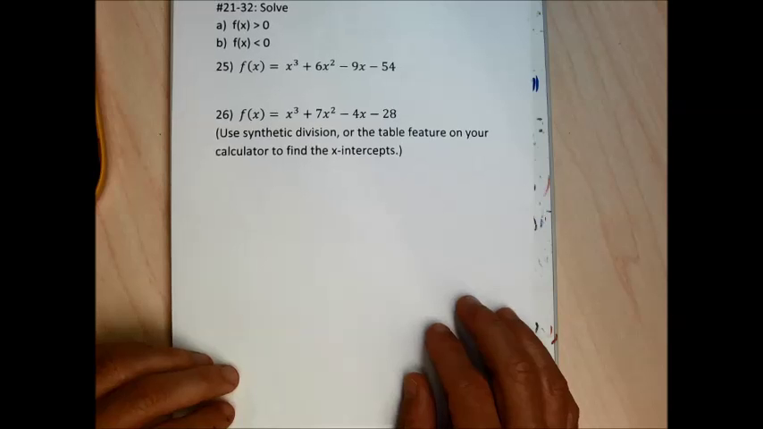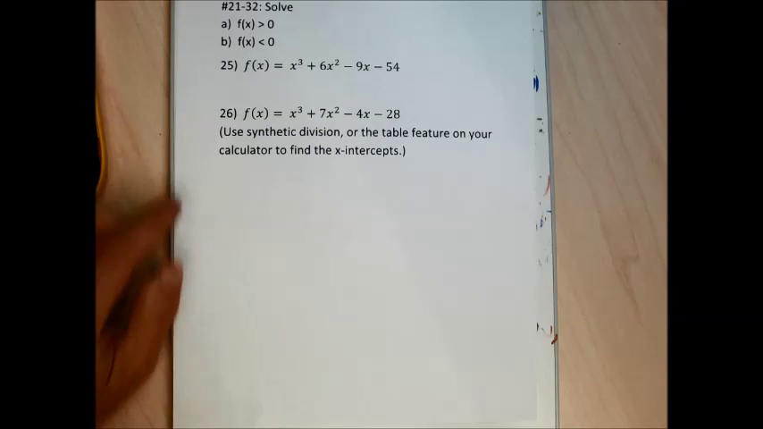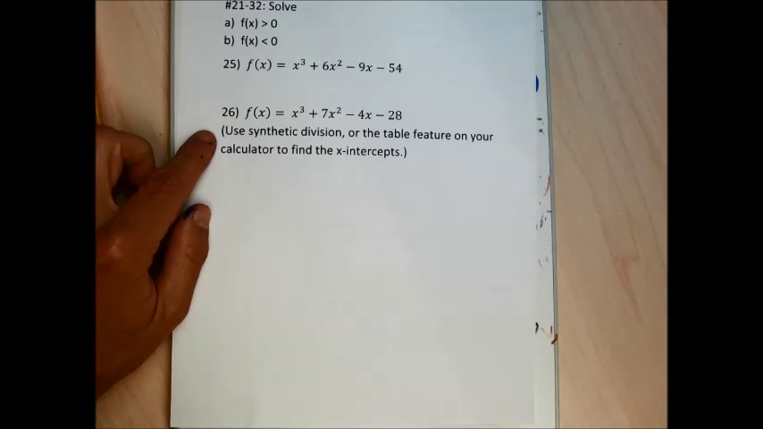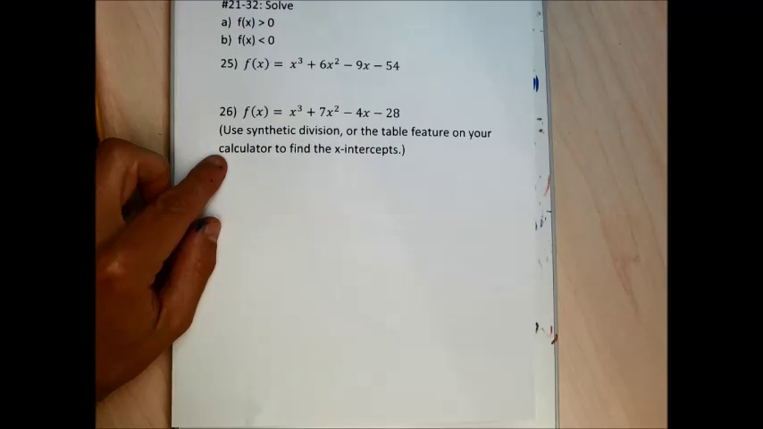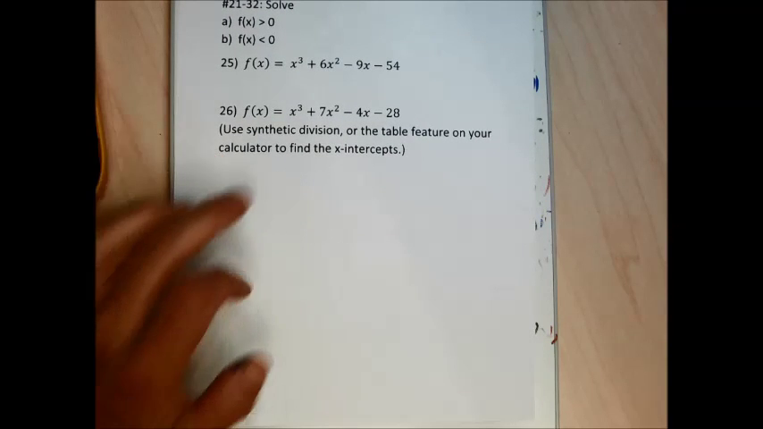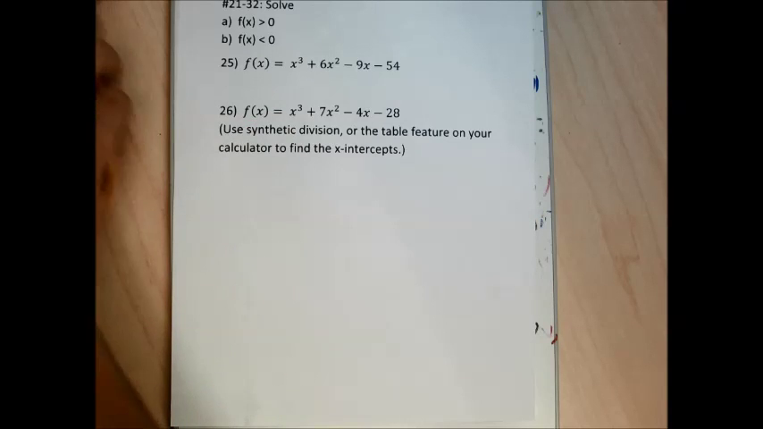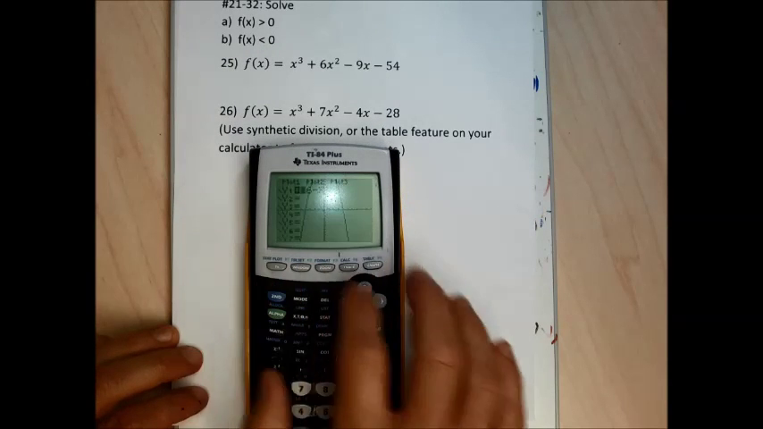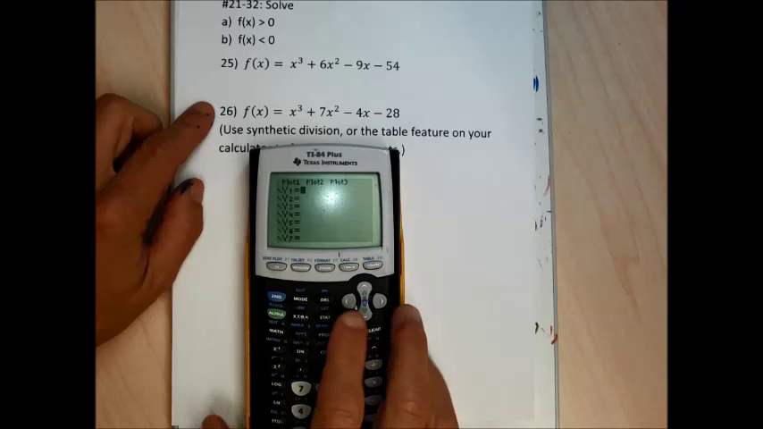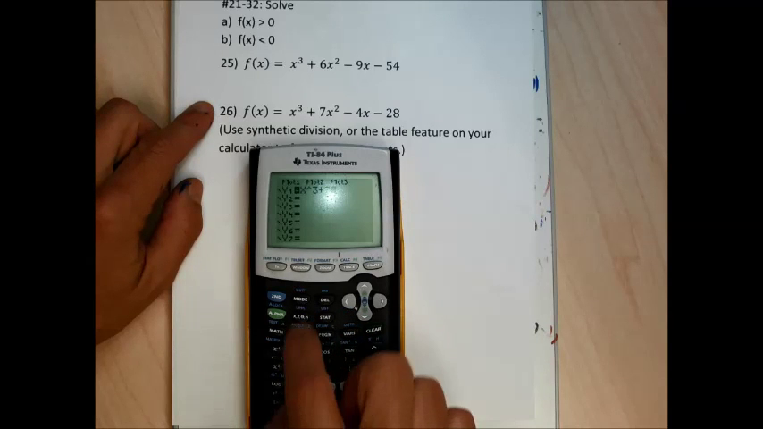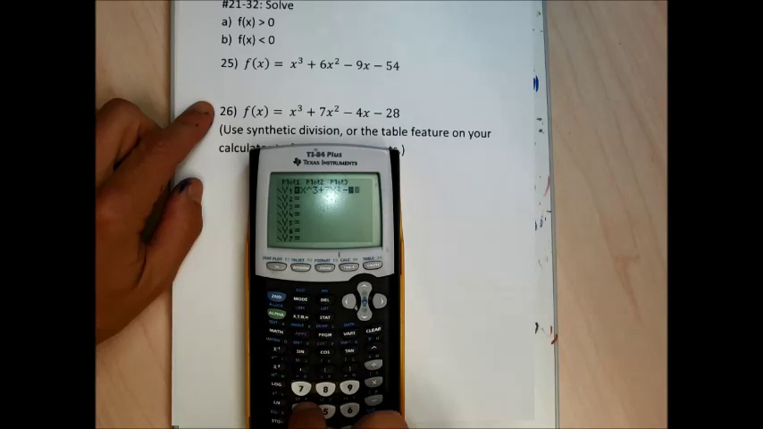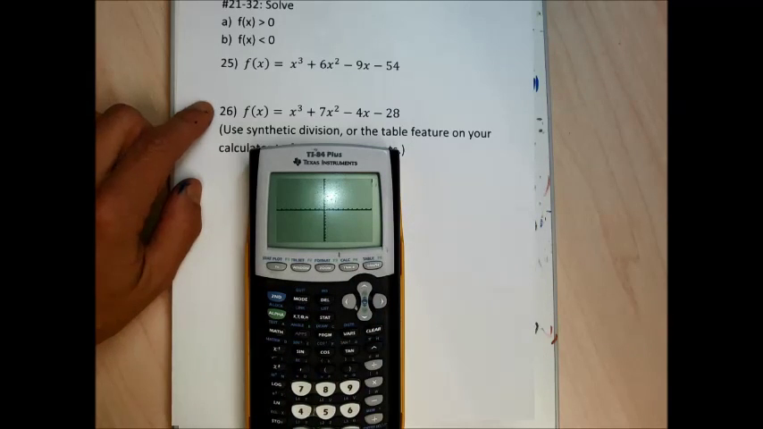Move on to 26. 26 says, use synthetic division if you care to, or use a table feature on your calculator to find the x-intercepts. So to find these x-intercepts, I'm going to need a graph. Let me graph the function in problem 26. So f of x equals x cubed plus 7x squared minus 4x minus 28. I don't know how well I'm going to see the graph with this window.